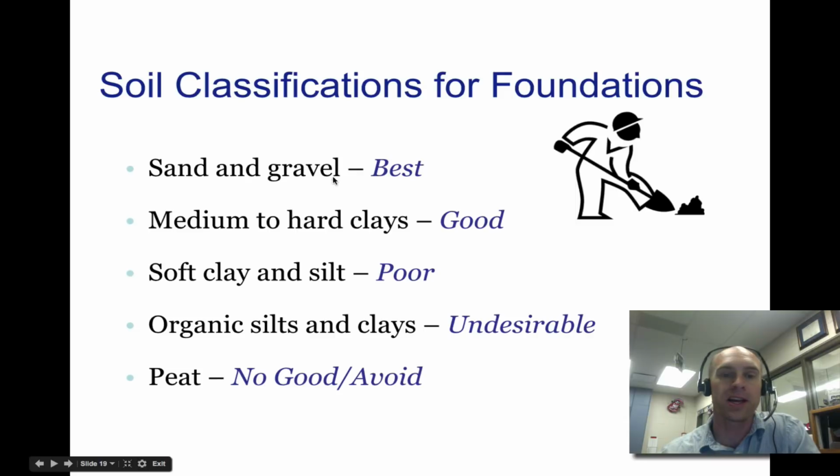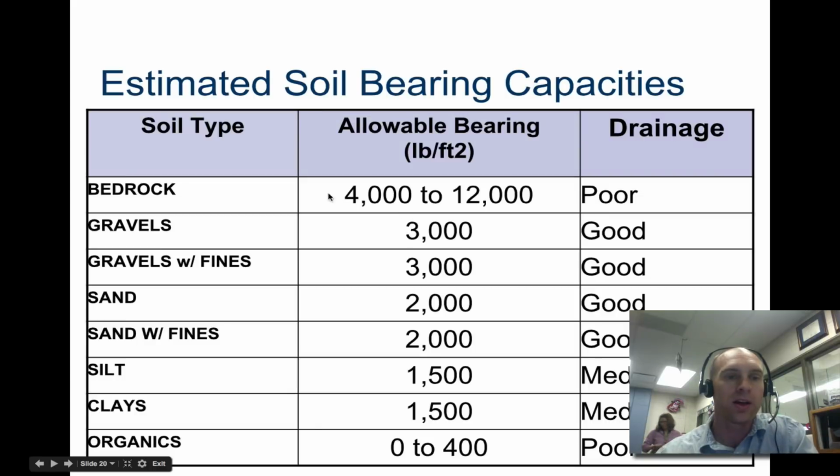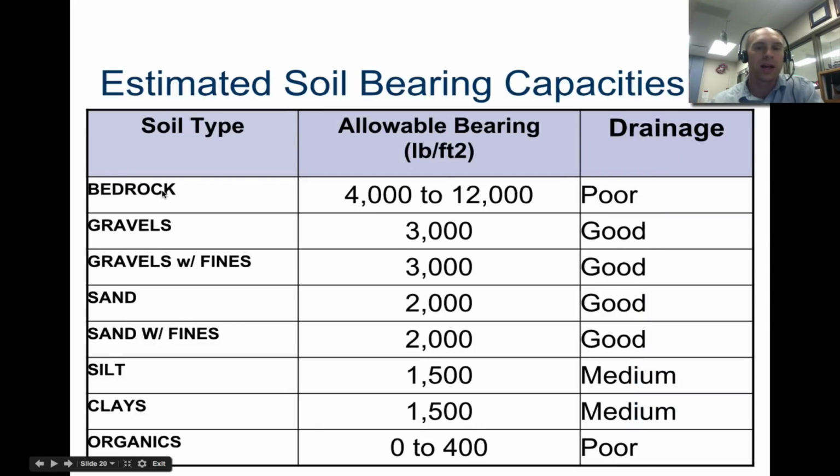So for foundation, sand and gravel, absolutely the best. Medium to hard clays, decent, it's good. Soft clay and silt is poor. And organic silts and clays is undesirable. Peat, or that permafrost type stuff, you cannot build on. It's terrible, terrible, terrible. So depending on what you have, this is your allowable bearing pressure in pounds per square feet that you can actually place on there.